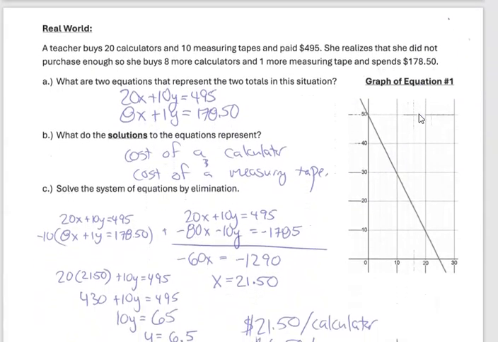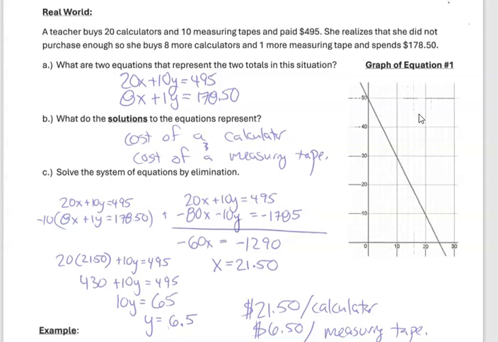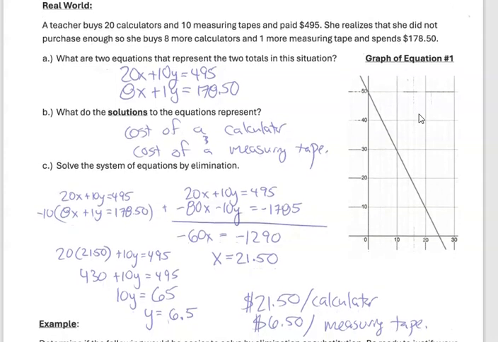Now our real world problem here is talking about a teacher who decides to buy calculators and measuring tapes. One time that she goes, she buys 20 calculators, 10 measuring tapes, and spends $495. Second time she goes, she buys 8 calculators and 1 measuring tape and ends up spending $178.50. So the two totals we can talk about here are the total money spent on trip 1 and the total money spent on trip 2.